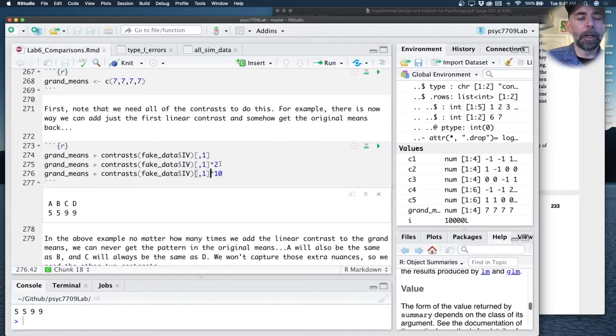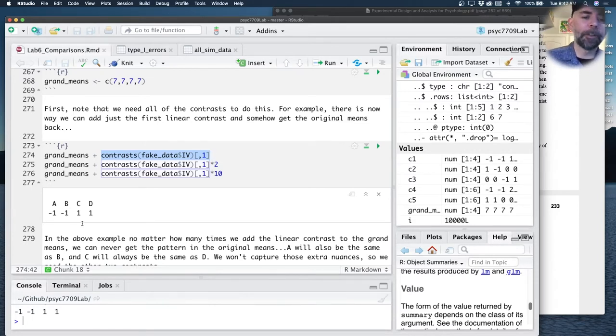No matter how many of this contrast we add, A and B will always be the same value and C and D will always be the same value, right? That's because A and B have the same value here and our grand mean is the same number. So there's no way to add this contrast in any amount to ever produce different values for A and B.